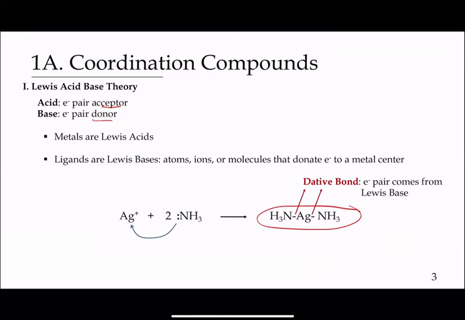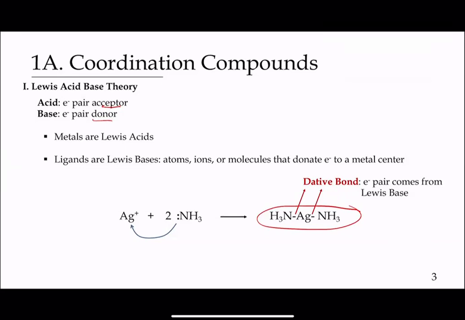And why is this a special type of bond? Well, probably the majority of us know this, but the thing is that we normally think about bonds as sharing electrons between both species, so both species are contributing. But in this context, the pair of electrons came from the ligand, right? So this is known as a dative bond, electron pair coming from the Lewis base.